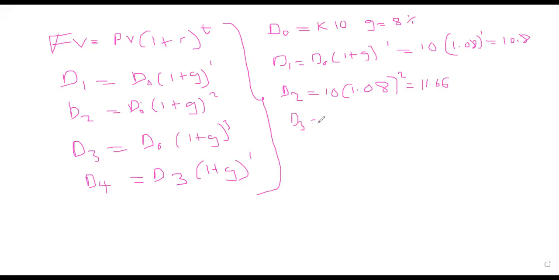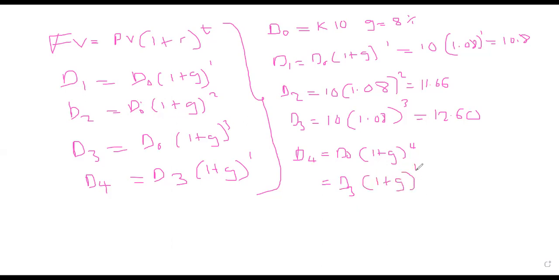D3 will be D0 times 1 plus the growth rate, 8%, to the power 3. So 1.08 to the power 3 times 10, to give us 12.59. But again, look at how I'm going to do D4 in 2 ways. I can simply say D0 times 1 plus growth to the power 4. Or if I want, I can say D3 times 1 plus growth to the power 1, because the difference between the 2 years is 1.